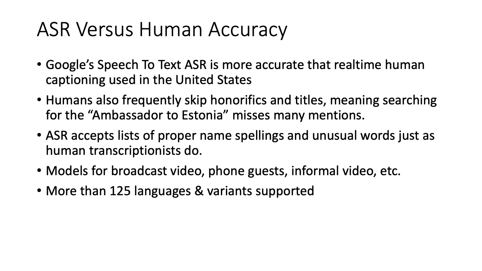So it turns out that humans are actually not nearly as good as we think they are. They oftentimes skip a lot. So honorifics, titles. If it says, this is so-and-so, the US ambassador to Estonia, who was previously the ambassador to such and such, all that's missing. It'll just say, this is so-and-so, period.